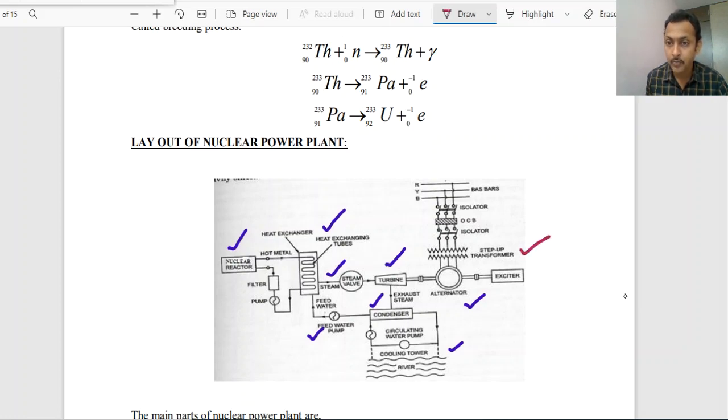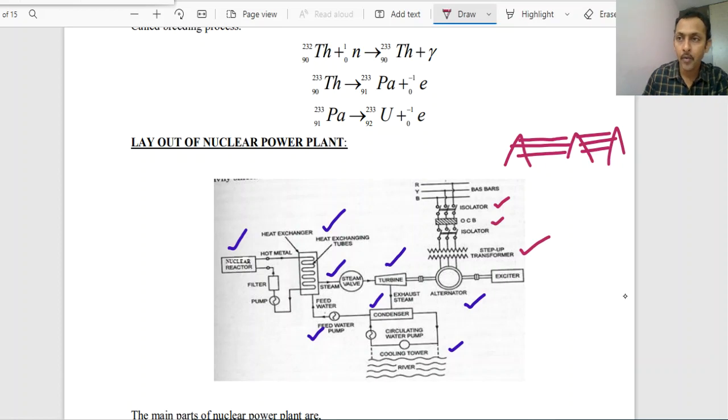This generated power voltage will be stepped up with the help of a step up transformer, and it will be injected into the bus bar via isolator and circuit breakers and again an isolator, and finally it will be given to the transmission lines. Through the help of towers it is going to travel long distances with higher voltages and lower current ratings in order to reduce the transmission losses. So this is what it is all about the nuclear power plant.